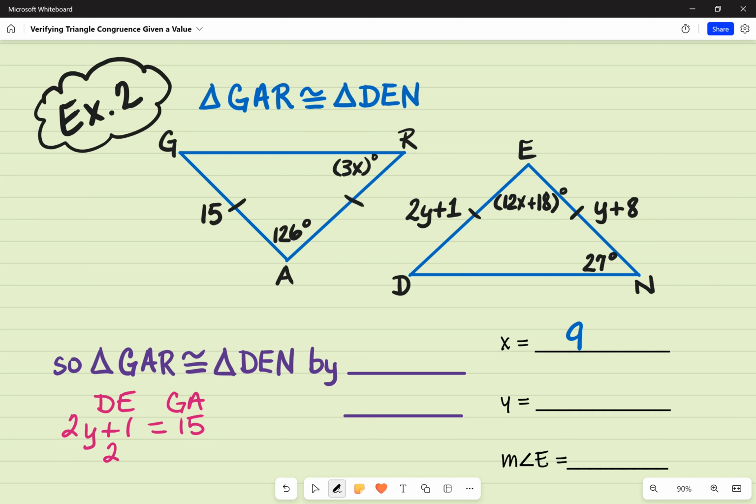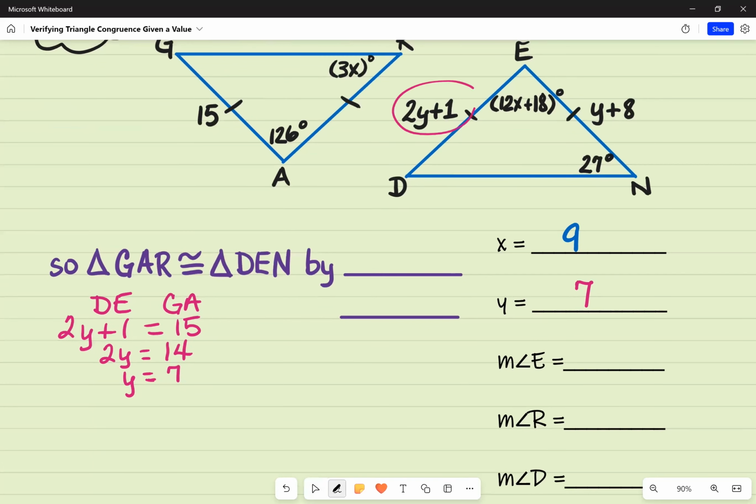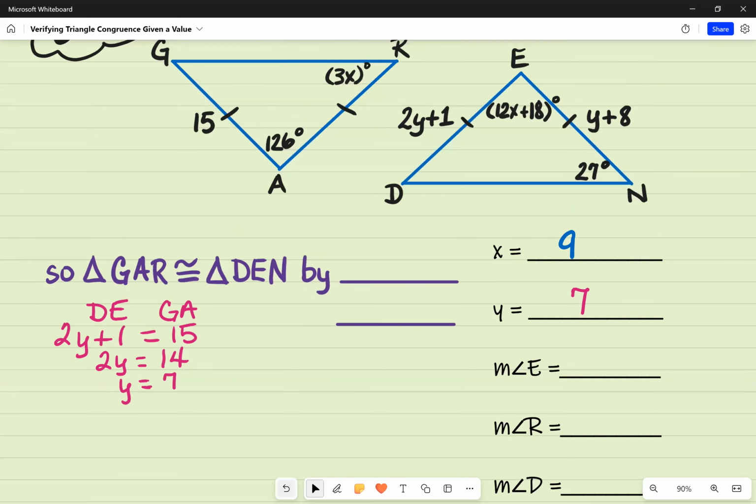Now I'm going to have 2y is equal to, subtract 1 on both sides, 14, and y is 7. So if I wanted to, I can substitute that information in to find the actual side lengths for segments DE and EN. DE is 2 times y, and we know y is now 7, plus 1, and it's going to be equal to segment EN. I already know that because of the tick marks. For segment EN, we have y plus 8, but y is currently 7, plus 8. And equal means they're going to be exactly the same, right? So 2 times 7 is 14.